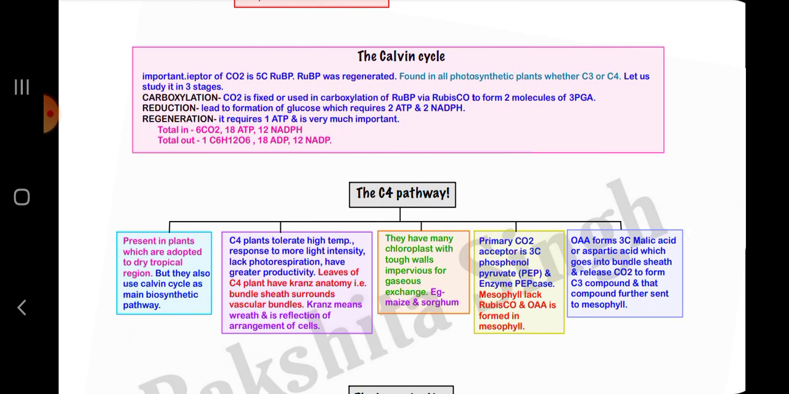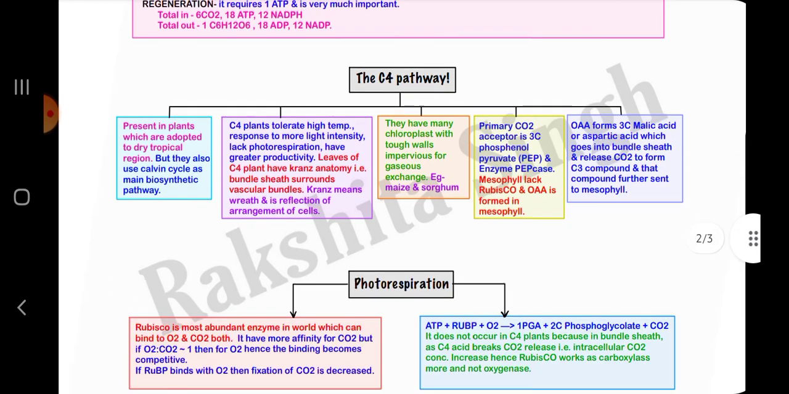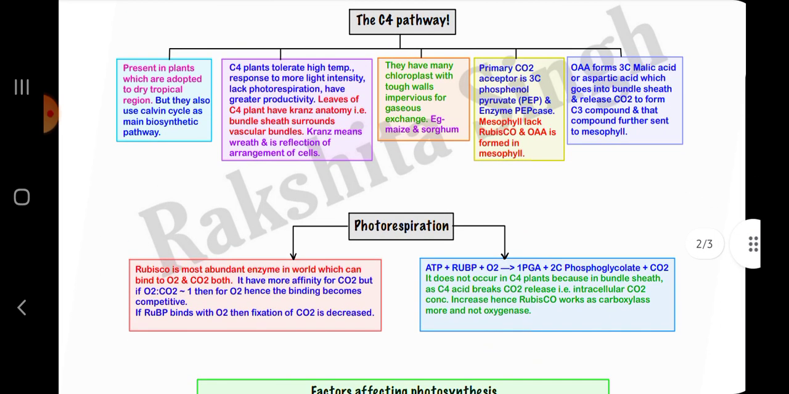Calvin cycle is the important pathway. The acceptor of CO2 is 5C RuBP, and it is regenerated. It is found in all photosynthetic plants, whether C3 or C4. Then the C4 pathway is present in plants which are adapted to dry tropical regions.